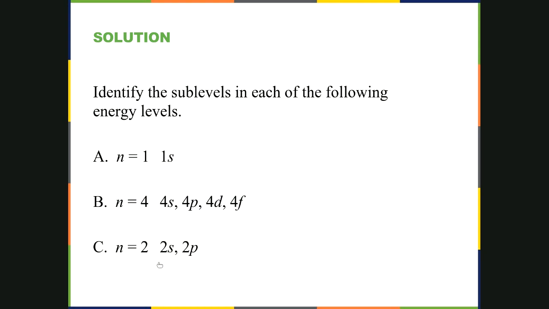If I'm in n equals 1, I have 1 sublevel, which is called 1S. We use the 1 before the S to distinguish it from a 2S, a 3S, or a 4S. So when n is 4, there are, again, 4 different sublevels: 4S, 4P, 4D, and 4F. And when n is 2, we have 2 sublevels, 2S and 2P.